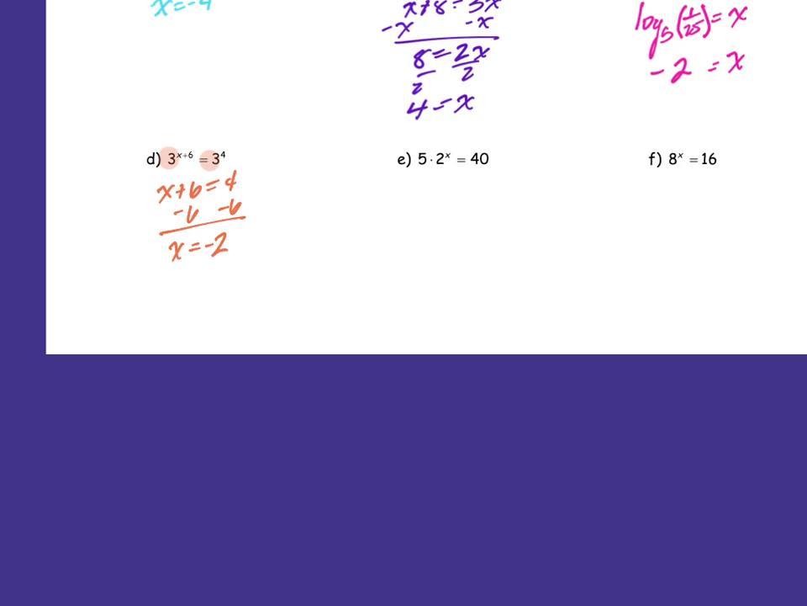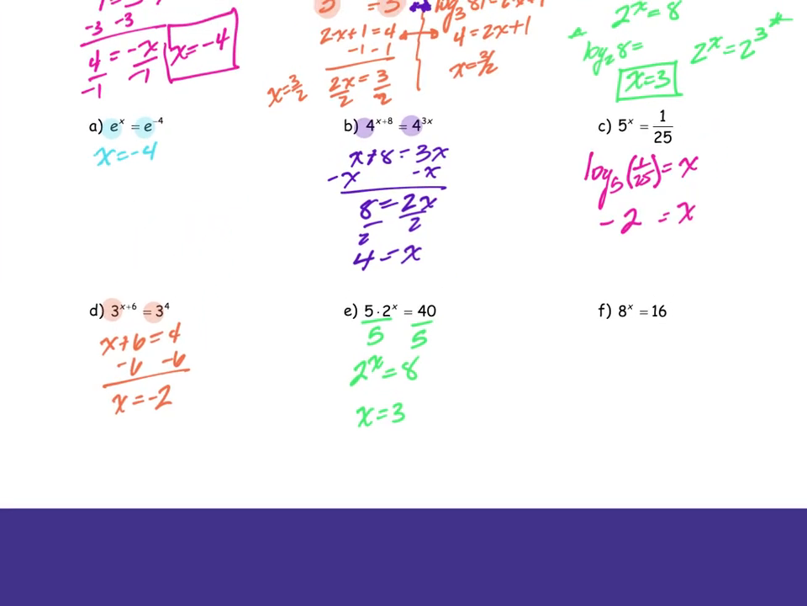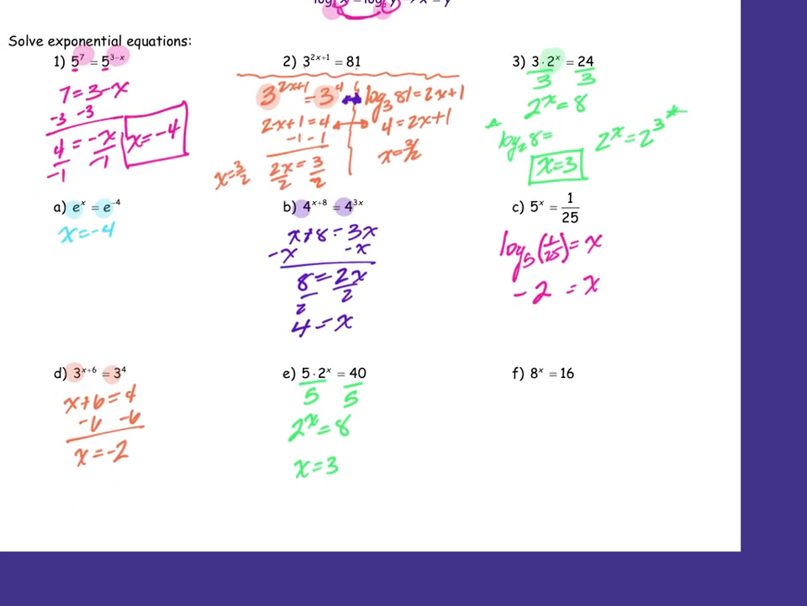Beautiful. And then for E, I have to try and get the exponent by itself. So I'm going to divide by 5. And so I get 2 to the x power equals 8. And we already solved this problem. So we should know that x equals 3. If you don't remember when we solved it, I'm going to show you. We solved it right here on number 3, 2 to the x power equals 8, just in a different form. So they should have the same answer because it simplified down to 2 to the x power equals 8.